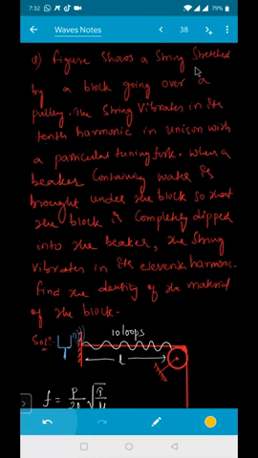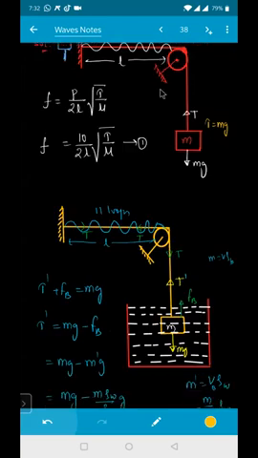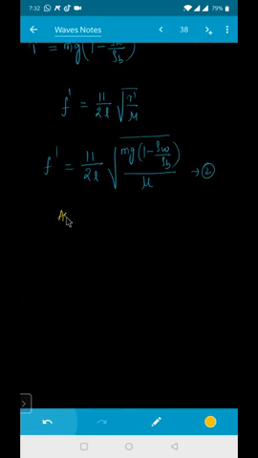Next question. The figure shows a string stretched by a block going over a pulley. The string vibrates in the 10th harmonic. First we have already taken the 10th harmonic, and it is in unison. What do you mean by unison? The frequency of the 10th loop must be equal to the frequency of the 11th loop, with a particular tuning fork, when a beaker containing water is brought under so that the block is completely immersed in the water. As they are in unison, unison means same, F must be equal to F dash.